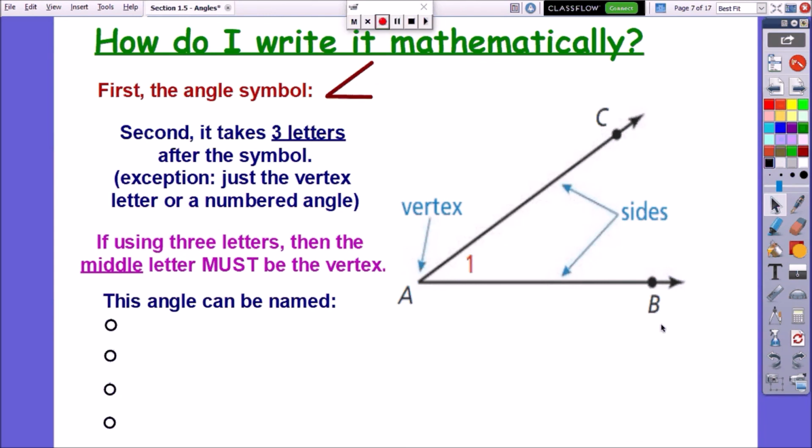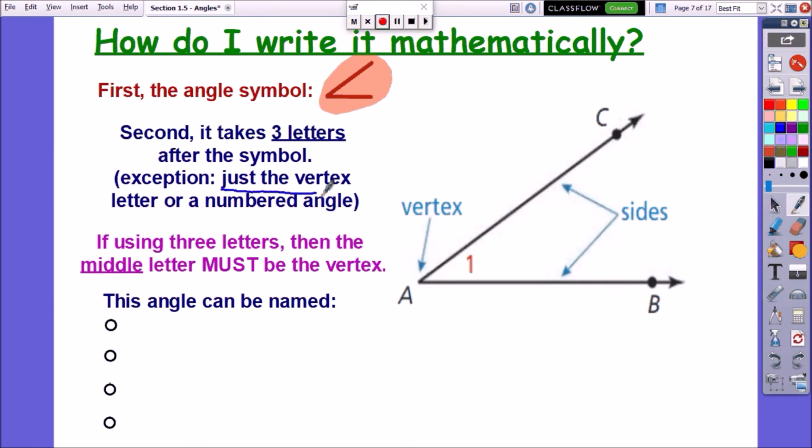So how do we write an angle mathematically? Ooh, this one's going to be fun because there are some variations to this. First and foremost, we need the angle symbol, which really just looks like a little small angle, right? I mean, we had a little baby ray, not barbecue sauce, guys. But we have a little baby angle, and then it's going to take 3 letters or 3 points after the symbol. But there is an exception to that. There's actually 2 exceptions to that. We could use the vertex letter instead of 3 points, or sometimes there might be a number instead of a letter present. So in this picture, we'll start with the exceptions, if you will.